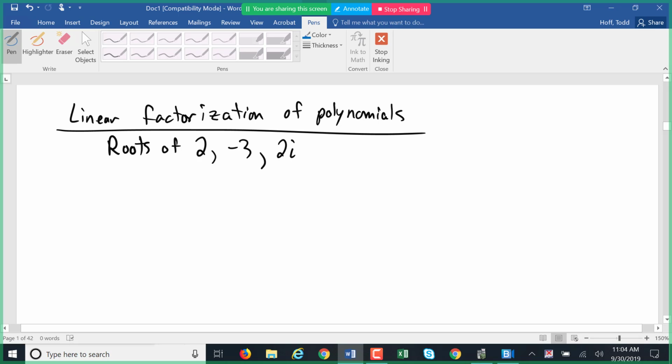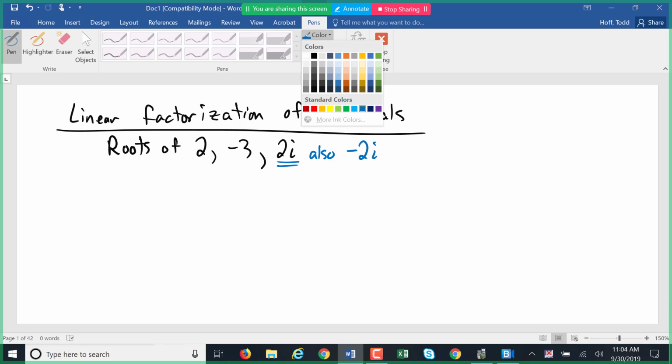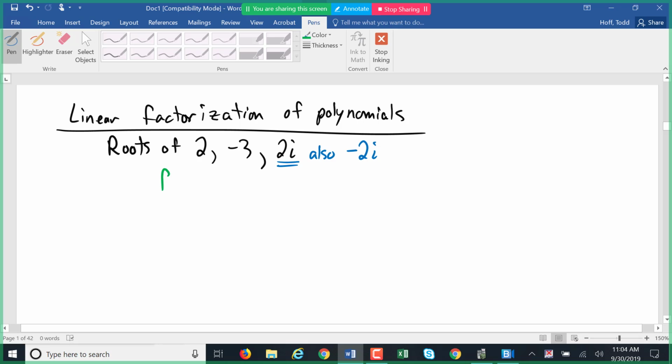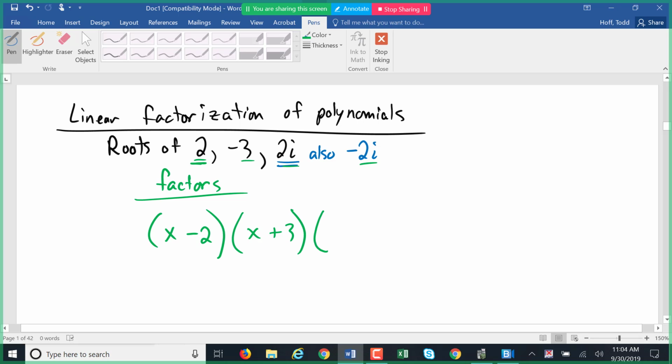Well, first of all, if I have a root of 2i, complex roots always come in pairs, so I must also have a root of -2i. Remember, these are the values for c in the factors. The factors come in the form of x minus c. So the root of 2 gives me a factor of x minus 2. The root of -3 gives me a factor of x plus 3. The root of 2i gives me a factor of x minus 2i. And the root of -2i gives me a factor of x plus 2i.